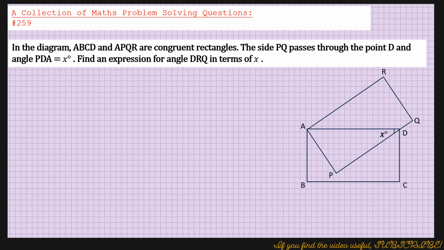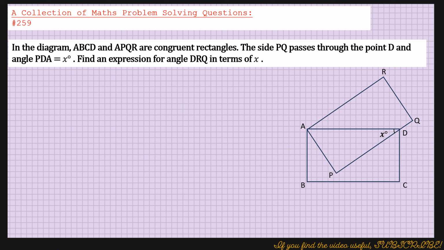In the diagram, ABCD and APQR are congruent rectangles. The side PQ passes through the point D, and angle PDA equals x degrees. Find an expression for the angle DRQ in terms of x.